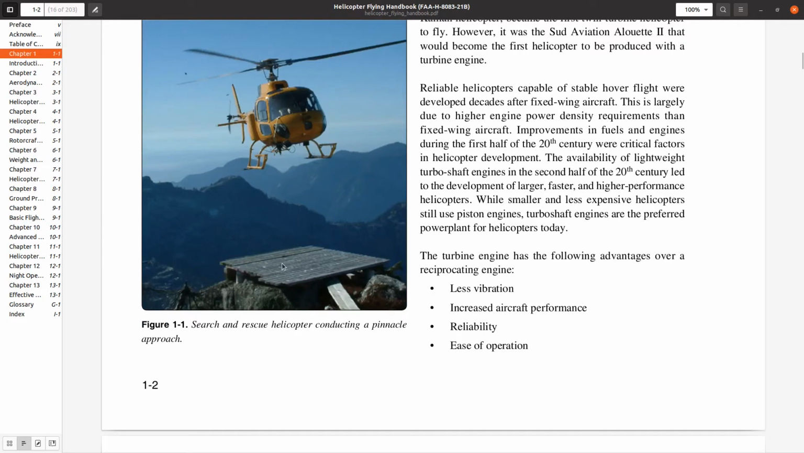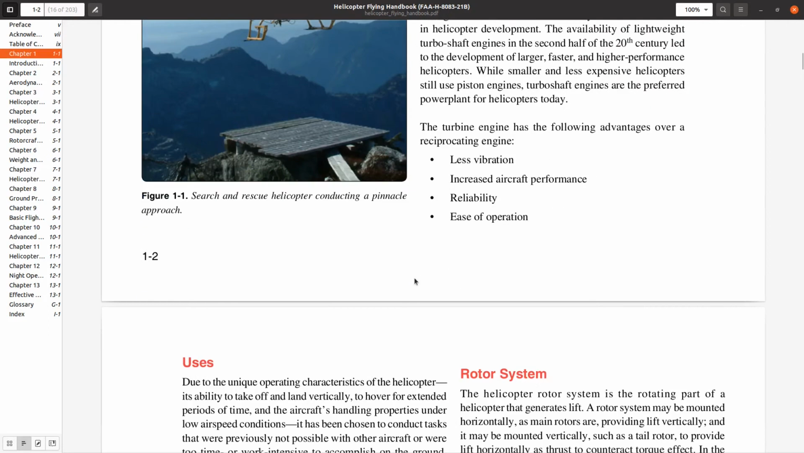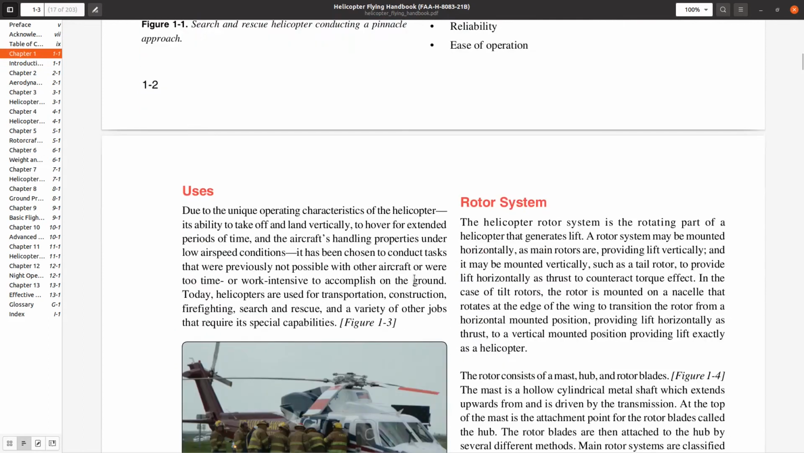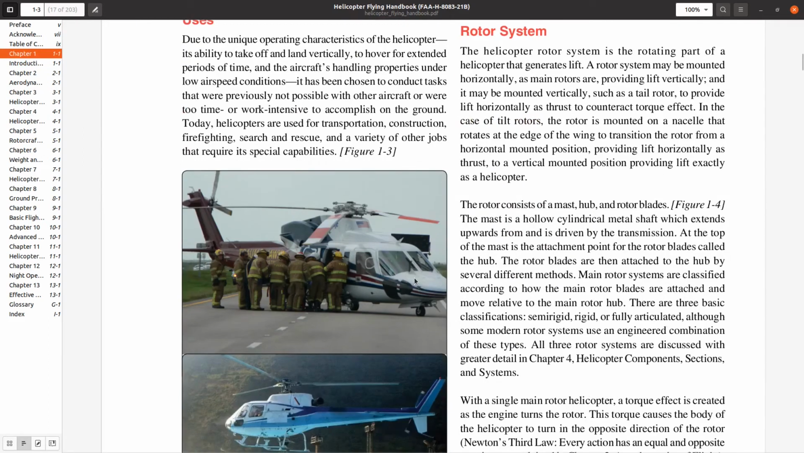You can do all kinds of fun things. You can land on little bitty platforms at the top of a ridge. Can't do that with an airplane. So if you look at a helicopter and how they're used, they're frequently used for things that you just can't do with an airplane.